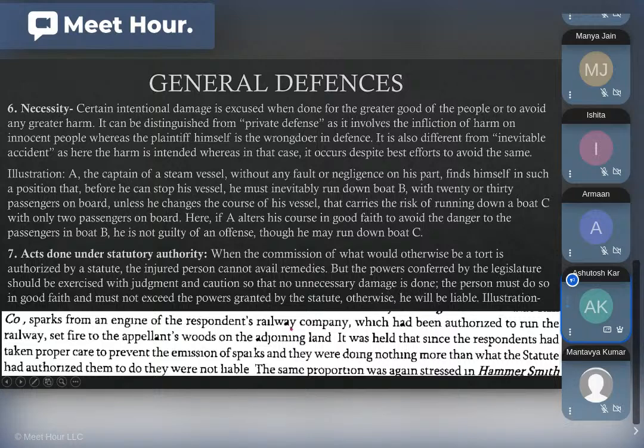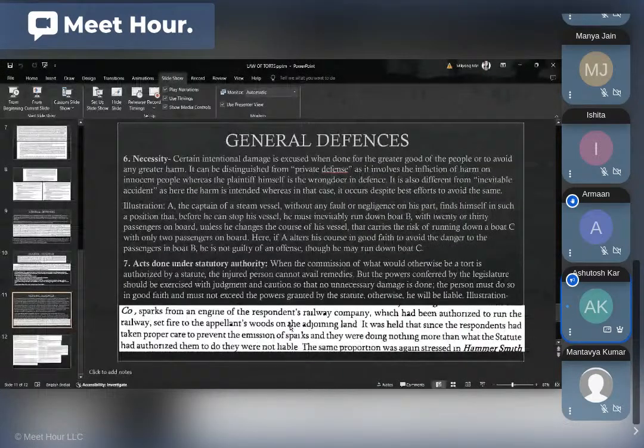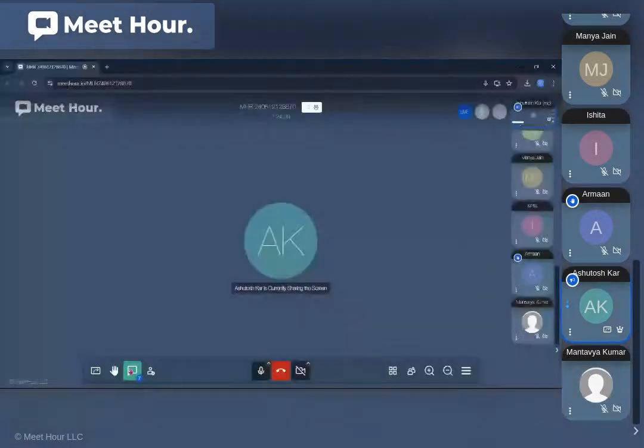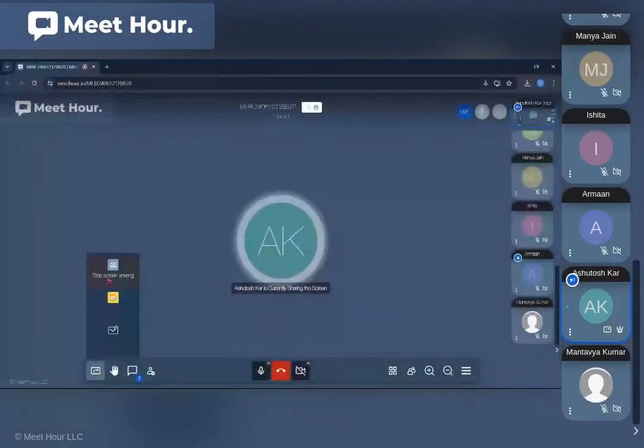So with that, we come to an end to today's session. We'll talk more about torts, which is a really large syllabus later on. So for now, I'd like you to ask any kind of doubts which you may have.